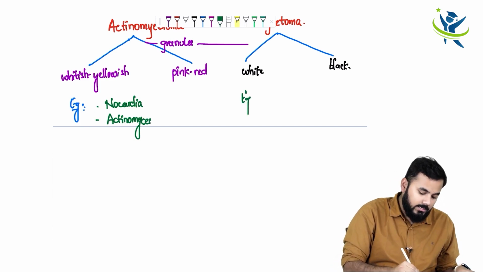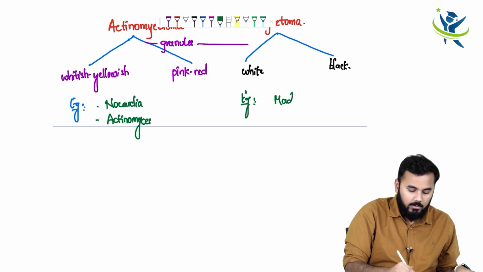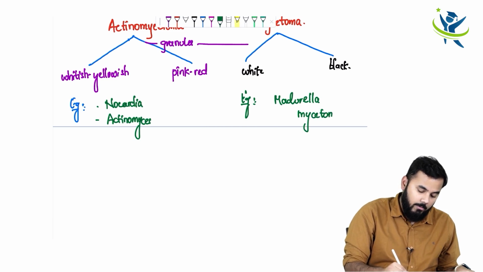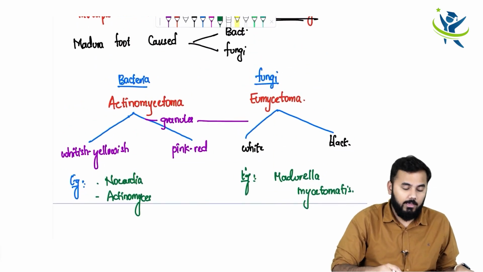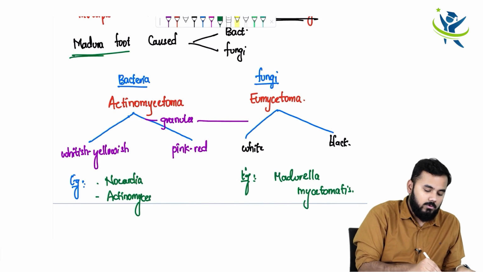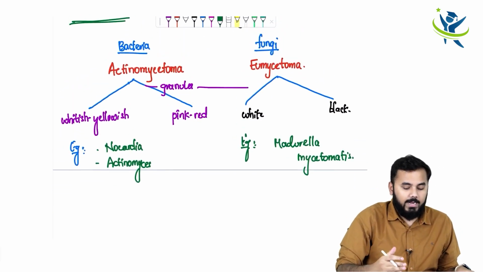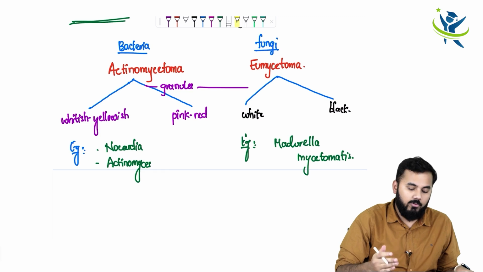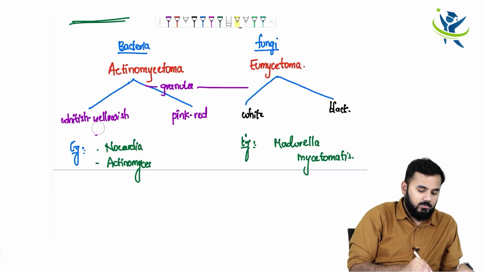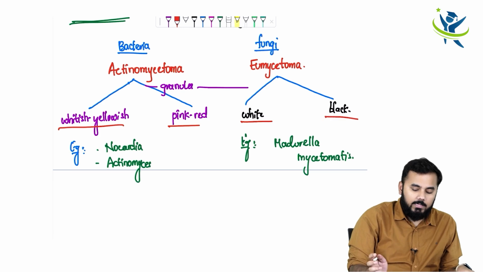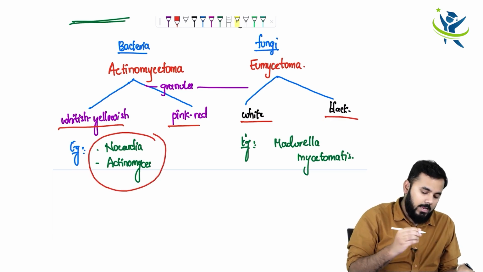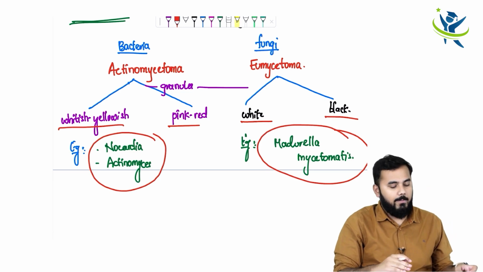Now among the fungal examples, there is Madurella mycetomatis. Actually this was the first case that was found in Madurai, Chennai. That is the reason why you call it Madura Foot. It is caused by bacteria as well as fungi. Bacteria, it is called Actinomycetoma; fungi, it is called Eumycetoma. The granules discharged have two colors: whitish yellowish as well as pink red, and on the other hand white as well as black. So the examples are Nocardia, and here Madurella mycetomatis is an example.